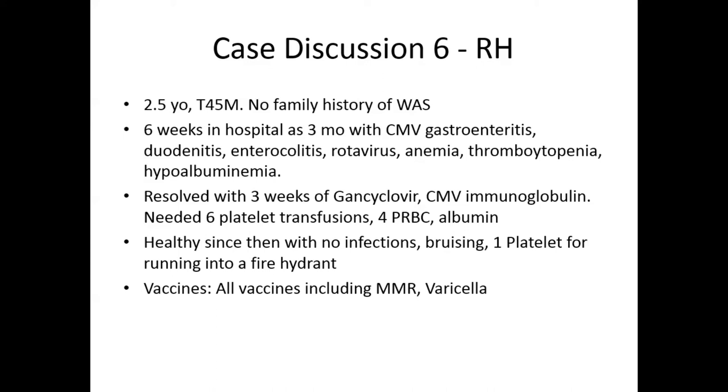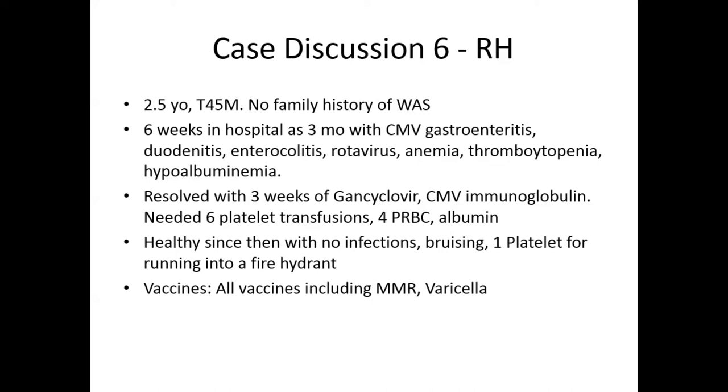So, last one, 2.5 years old, a different hotspot mutation for mild Wiskott's. He was 6 weeks in the hospital as a 3-month-old with CMV gastroenteritis, and had rotavirus, pretty severe obviously. He needed ganciclovir treatment, and also had platelet transfusions during that time. But since then he has been healthy, no infections. He had one prophylactic platelet transfusion after running through a fire hydrant, and had all vaccines, including the live vaccines.